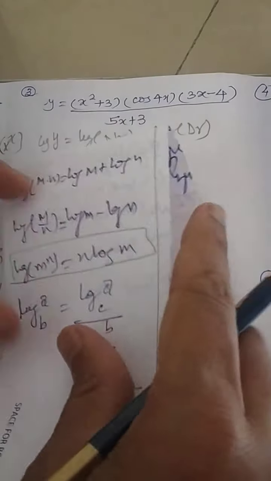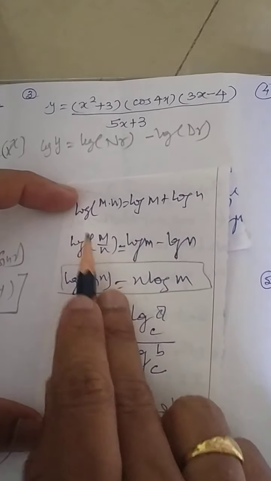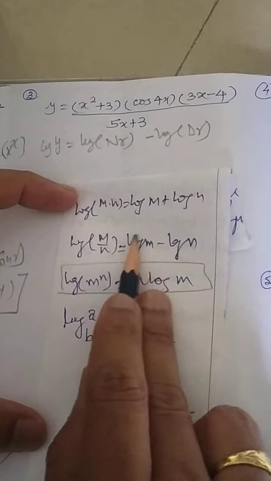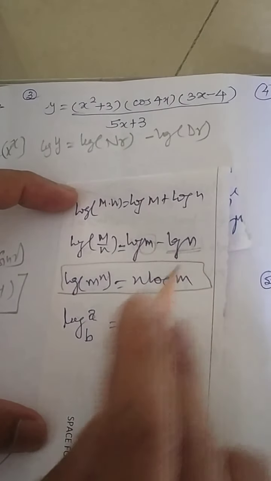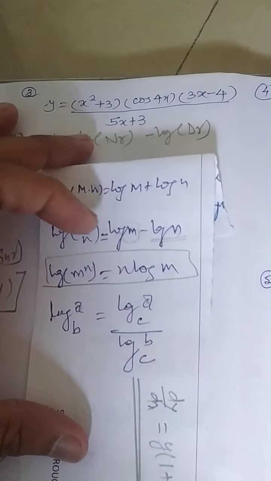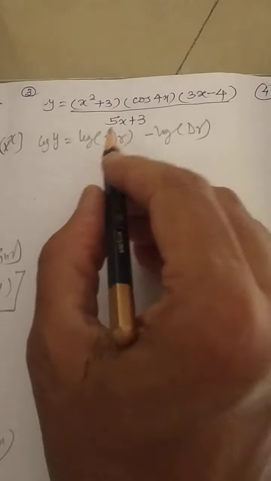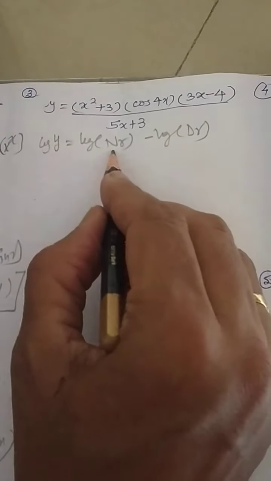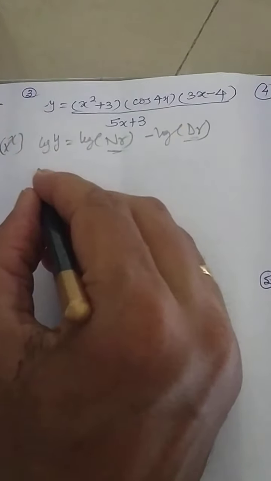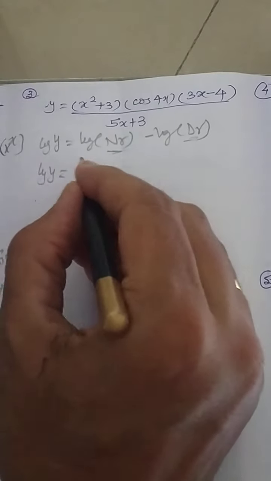Do you follow why I have written like this? Because we know that log of m by n is nothing but log of m minus log of n. So instead of here you are supposed to write this entire expression. Don't write numerator and denominator like this also. No, log of y again keep as it is.